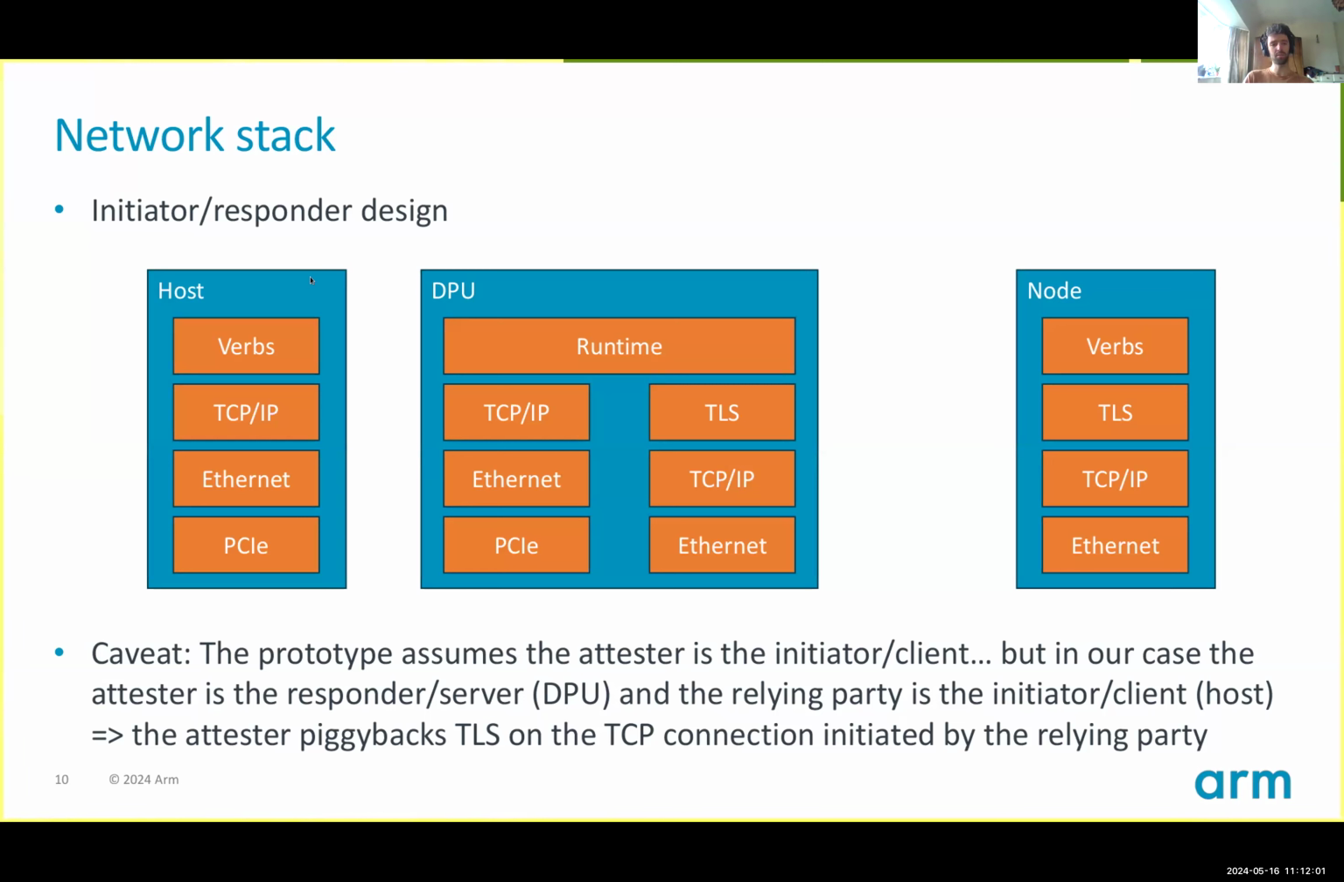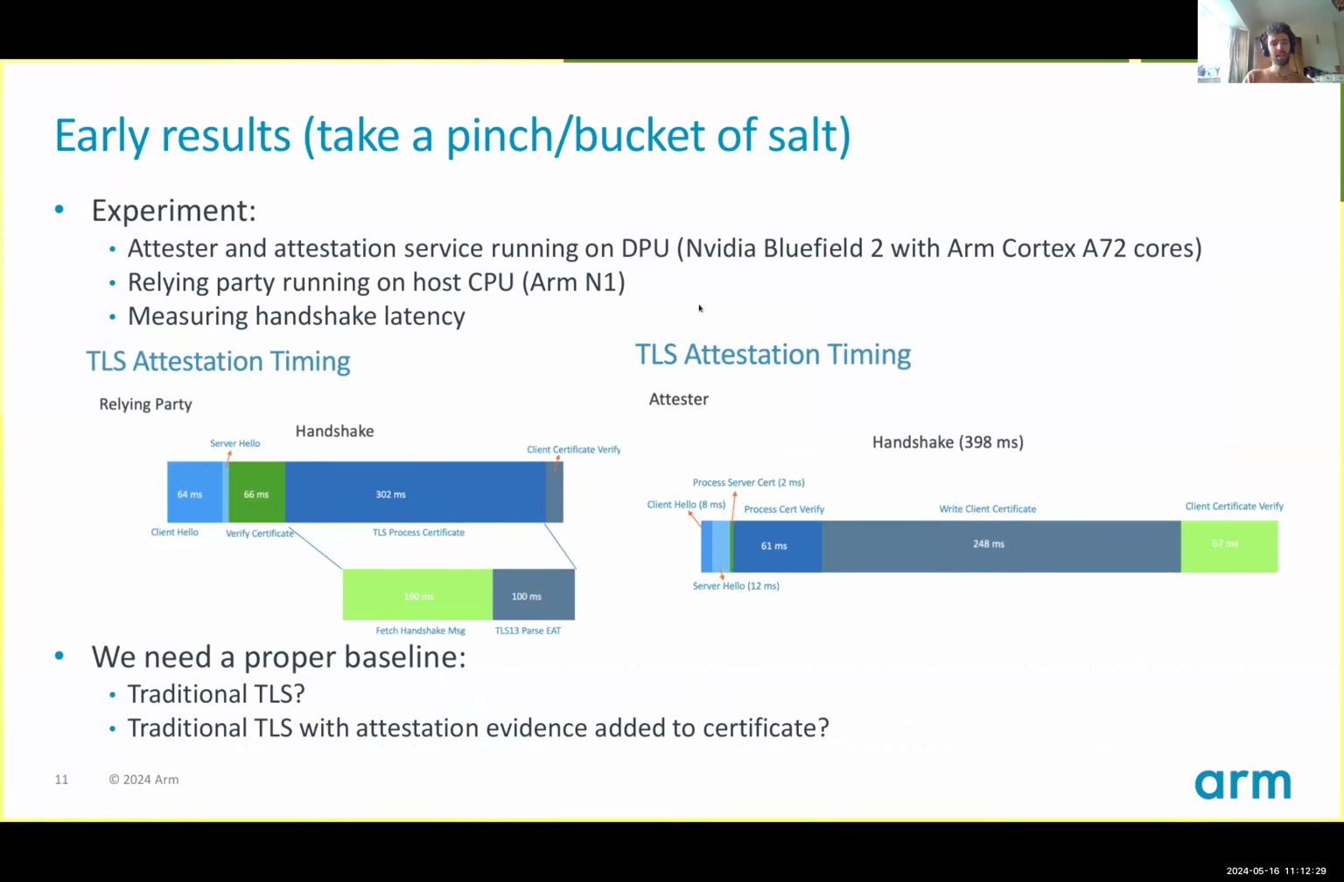In our case, the host is the initiator and the DPU is the responder. And so the way we're using it, the TLS server is running in the host, and it's initiating the connection to the responder, which is on the DPU. So we're just piggybacking TLS on a TCP connection that the server is initiating. It's kind of weird, but I just wanted to talk about that.